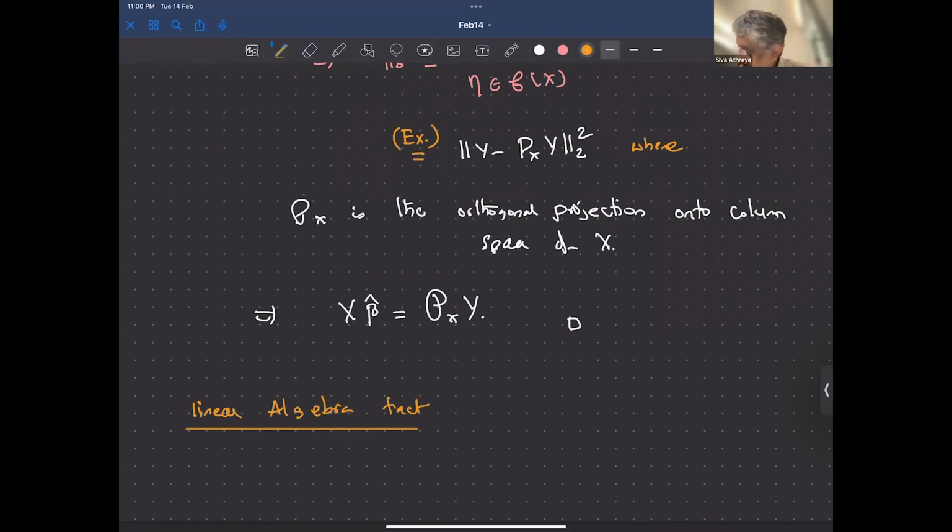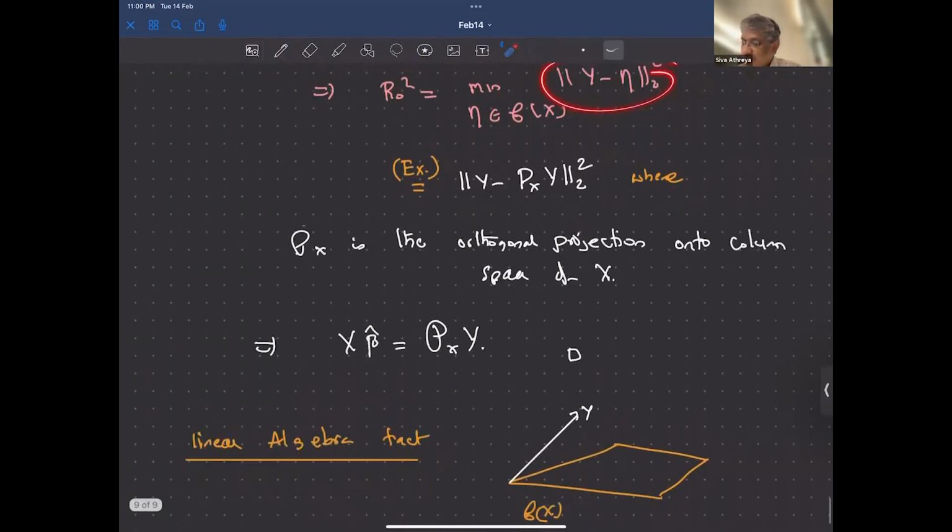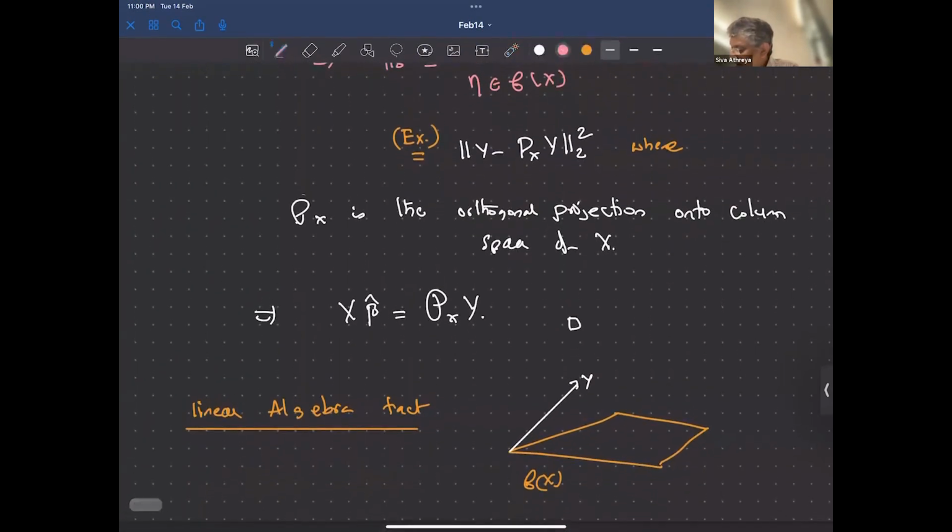The fact that we used was this: if you have a plane that looks like the column space of X, this C of X, and you have a vector y floating up like this, and you want to find the closest vector to y on the column space of X, which is what you're trying to find here, then what you have to do is plop this vector down onto it. That's the orthogonal projection. That's just Px of y.